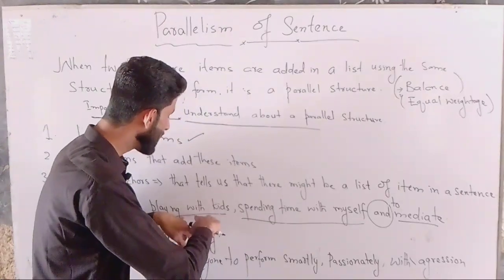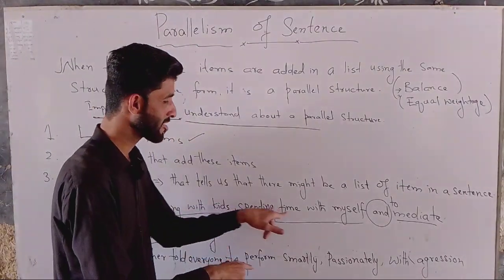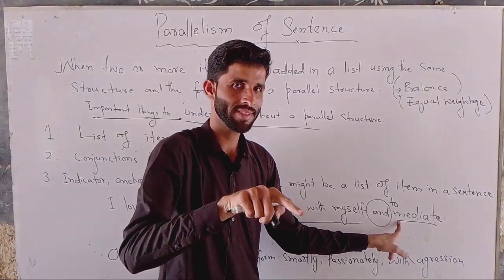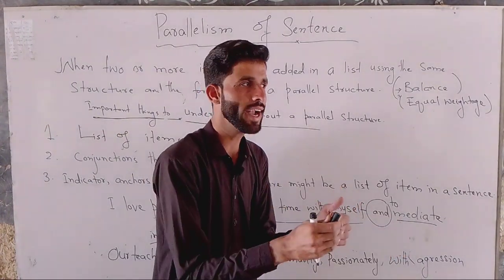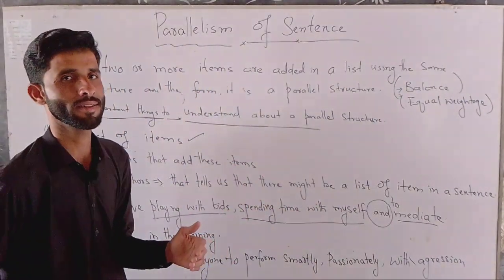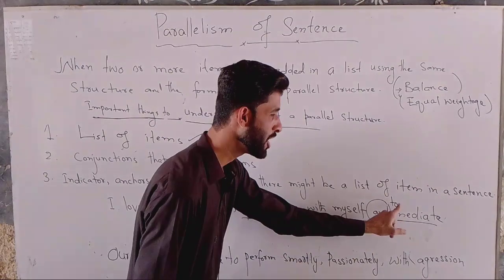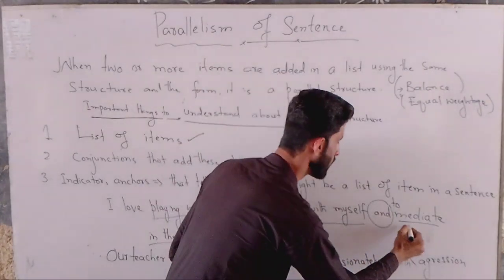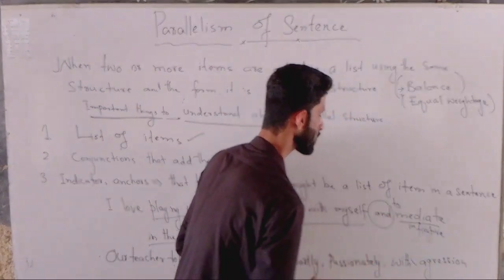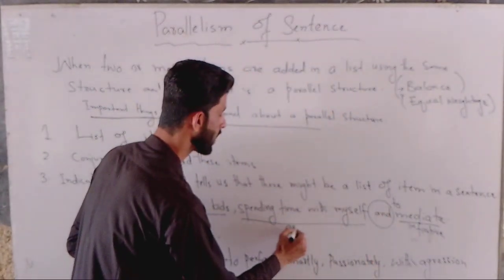Look, this one is in gerund form, but this one is in infinitive form. When we use "and", we try to follow the same structure. But here the structure is "to mediate", that is in infinitive form. Okay, and that one is in gerund form.